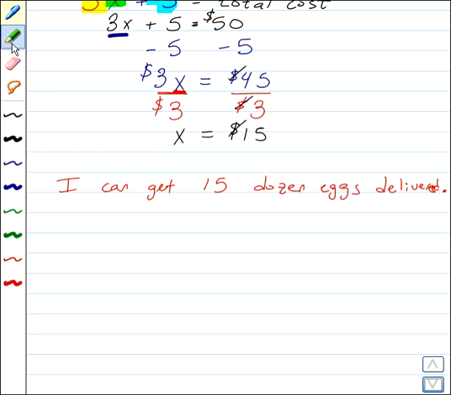You may have noticed that when I saw that there was a dollar sign left, that didn't make sense because I'm looking for a dozen eggs. How many dozens of eggs? That's not going to have a dollar sign with it. So I kept working until I got an answer that made sense. Now you try. Have fun.